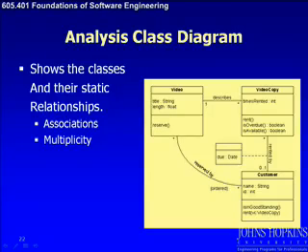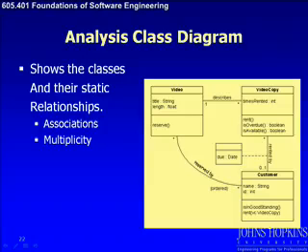Now we're going to look at some of the UML notation that we use to represent the classes and the relationships of the classes, both the static relationships and dynamic relationships. The analysis class diagram shows the static relationships among the classes of objects. You can recognize the classes.